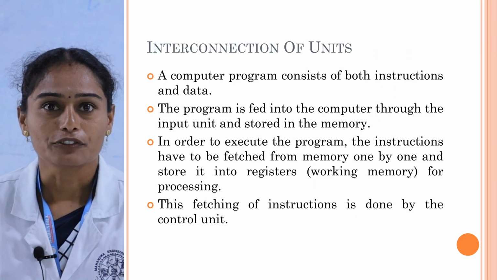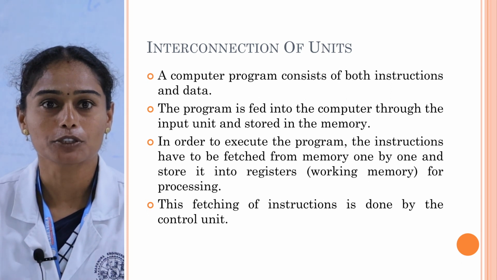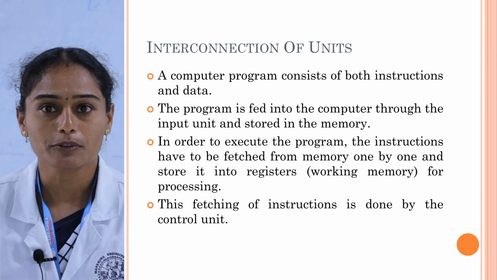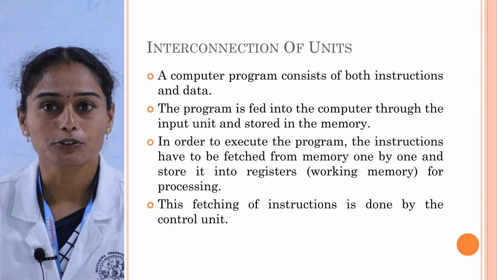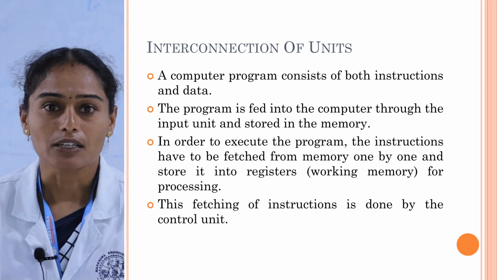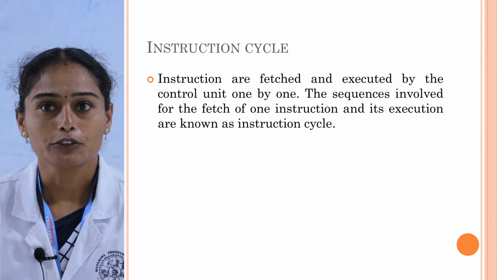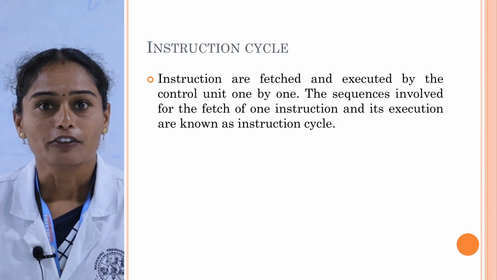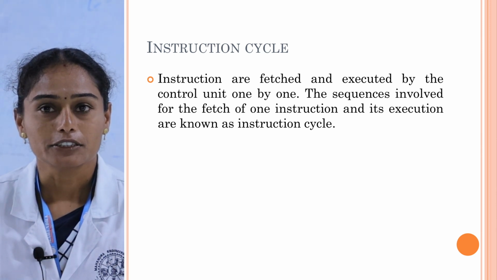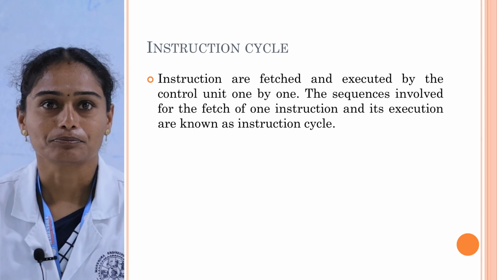Some of the interconnections of units: the program consists of both instructions and data. The program is fed into the computer through the input unit and stored in the memory. In order to execute the program, the instructions have to be fetched from the memory one by one and stored into the registers for processing. The fetching of the instructions is done by the control unit. Instructions are fetched and executed by the control unit one by one. This is called the instruction cycle. The sequence involved for the fetch of one instruction and its execution is known as the instruction cycle.